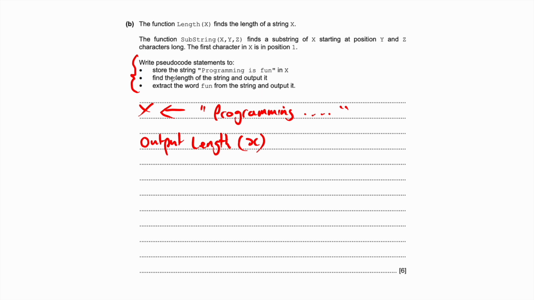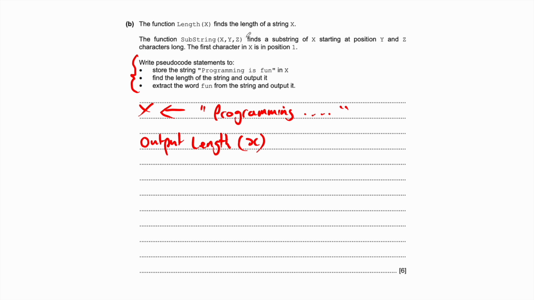Next, we need to extract the word fun from the string and output it. So here we need to know a few things. We need to know what x, y, and z do in this substring function. So let's get this nice and clear. This finds the substring of x. So x is the string that's going in, right? So we don't need to worry too much about that at this point. Starting at position y and z characters long. So y is where we start. It's an index value. And z is how many characters we go for.